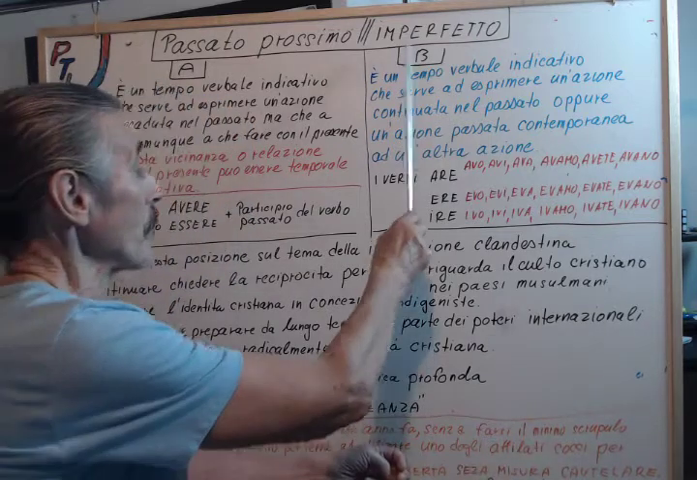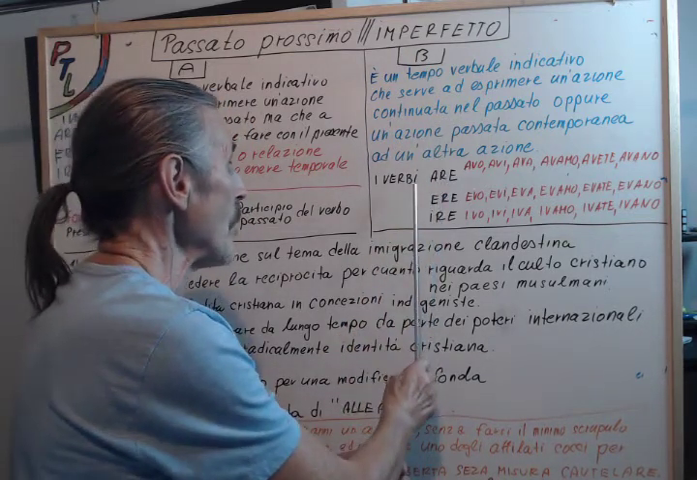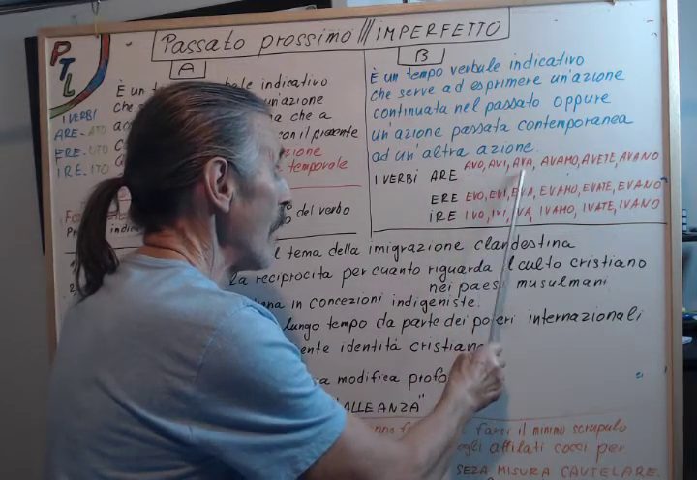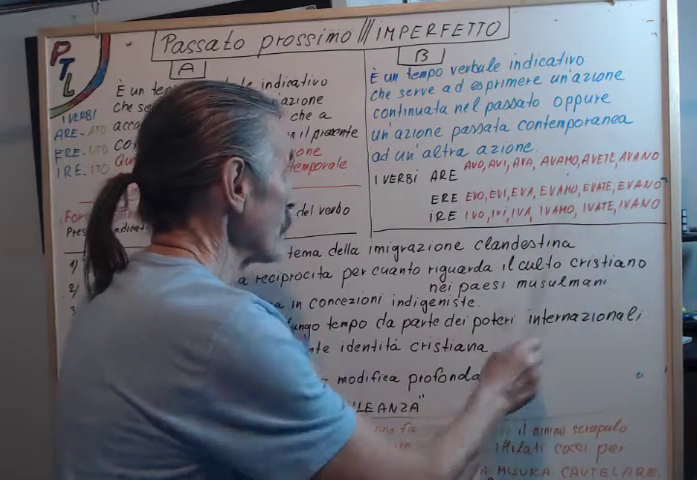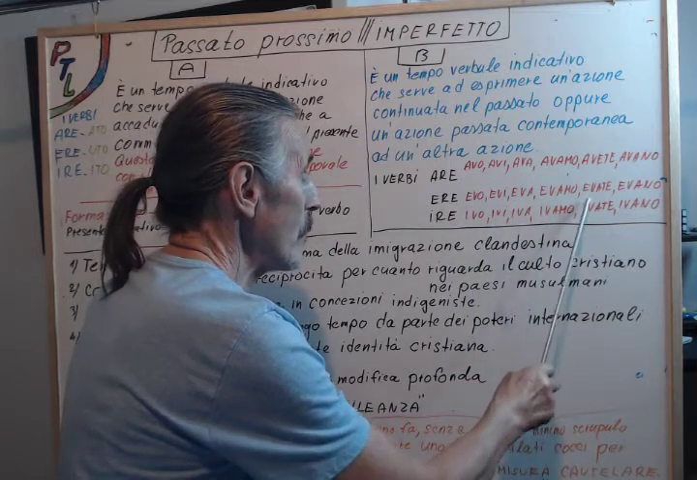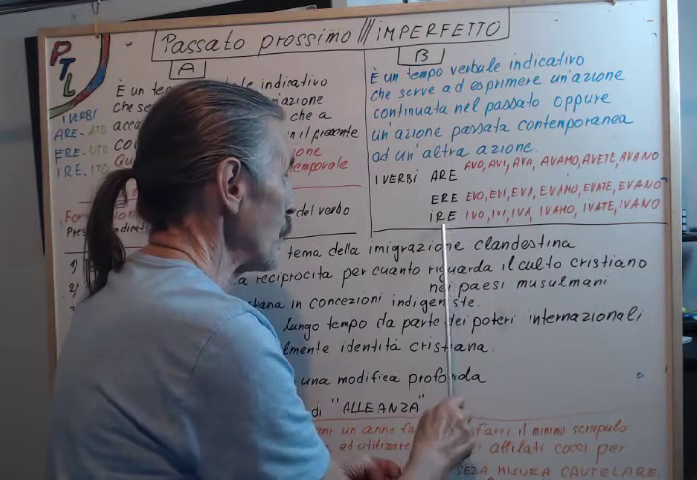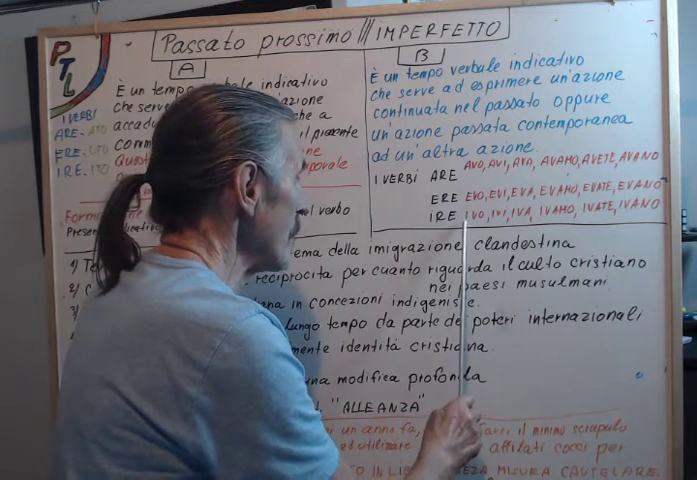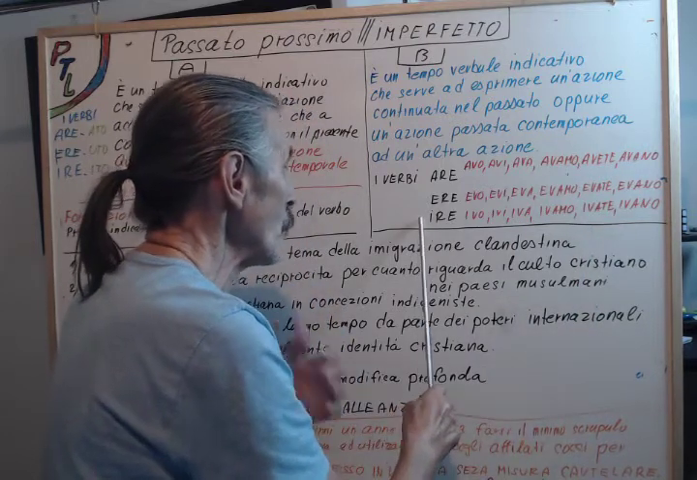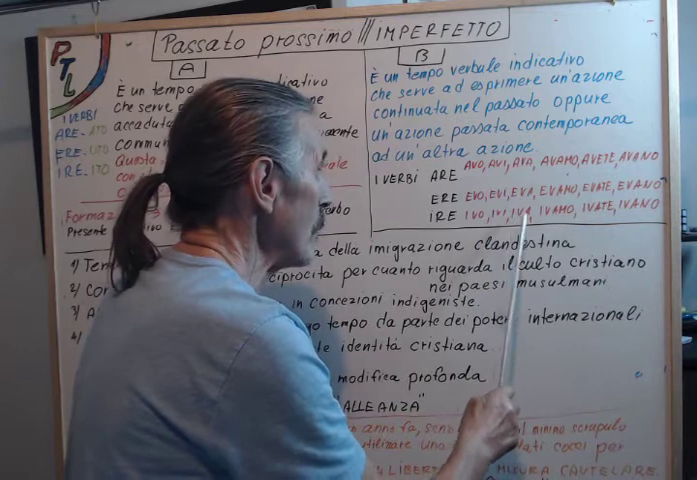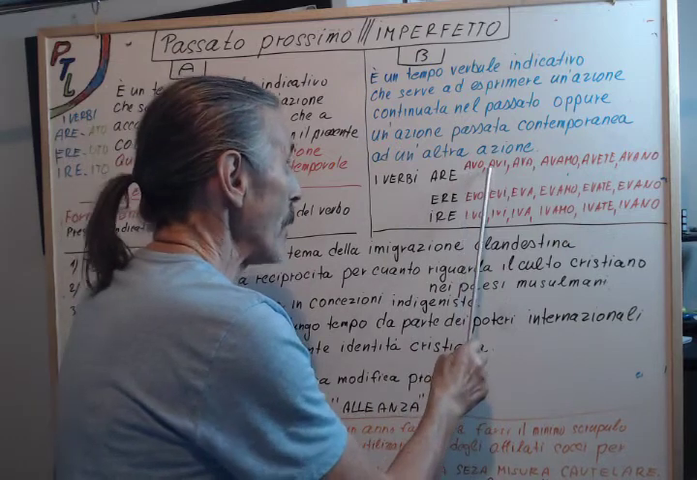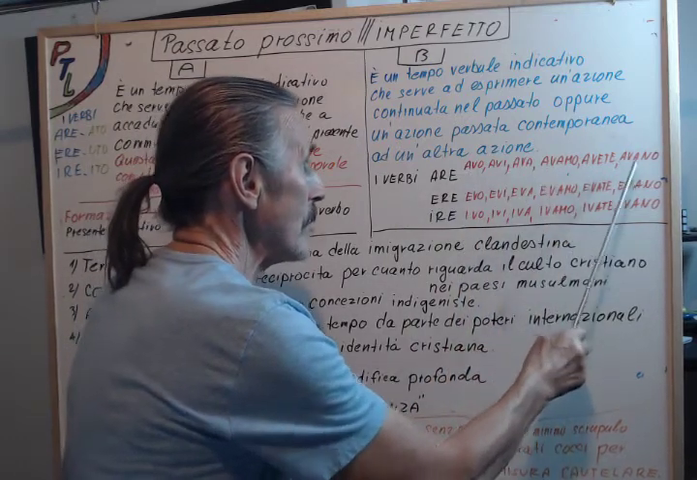Okay? For imperfetto, we have a different arrangement. When verbs end in are, we remove are and give it the endings avo, avi, ava, avamo, avate, avano. For ere, remove ere: evo, evi, eva, evamo, evate, evano. Or ire, remove ire from the end of the verb and replace it with ivo, ivi, iva, ivamo, ivate, ivano. For example, dormire: dormivo, dormivi, dormiva, dormivamo, dormivate, dormivano. Or parlare: parlavo, parlavi, parlava, parlavamo, parlavate, parlavano.